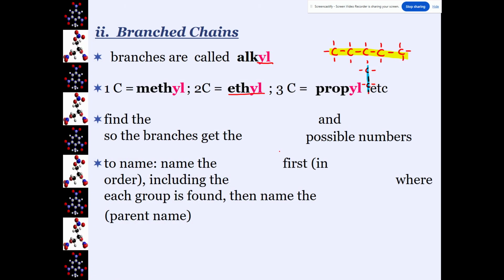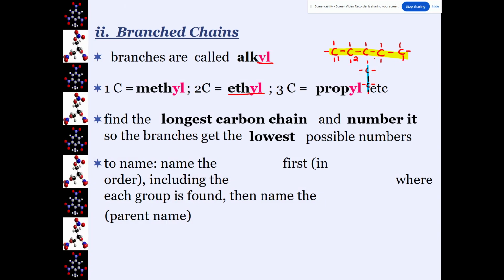So the actual name of this, because you're going to, again, first identify your longest chain as your parent. You're going to then number the longest chain so that the branch gets the lowest possible number. So either numbering from left to right or right to left, from one end to the other of the longest continuous chain.